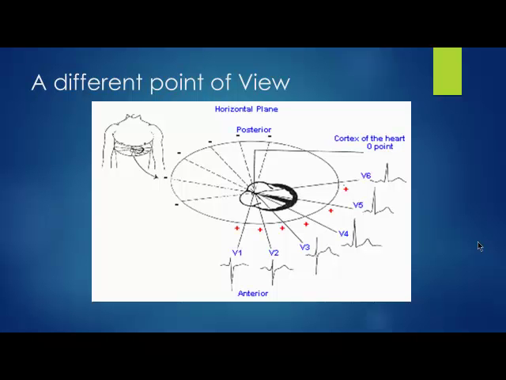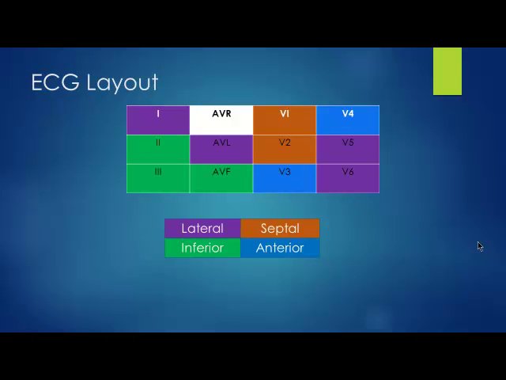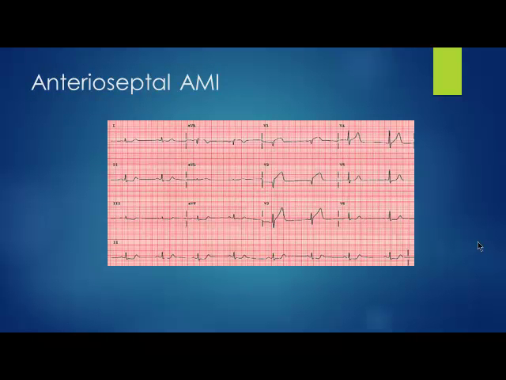If I've got a 12 lead on, lead 1 and AVL is going to be what? High lateral. And then leads 2, 3 and AVF are going to be? Not low lateral. Does somebody say low lateral? Inferior. Inferior. All right, so I think y'all got that down.